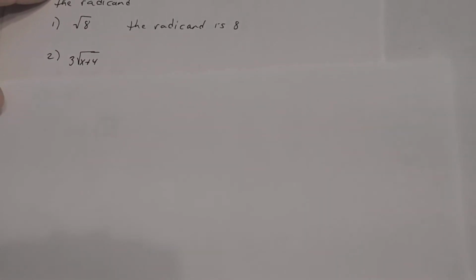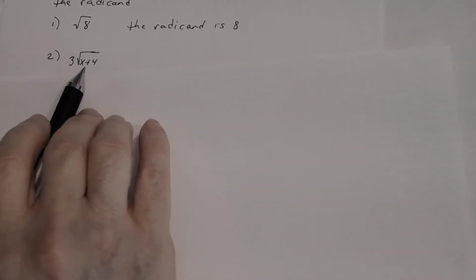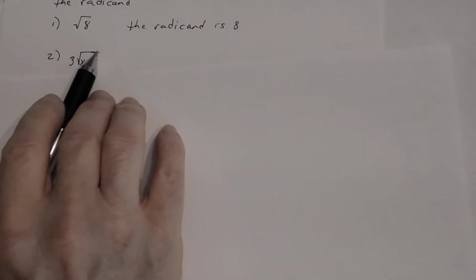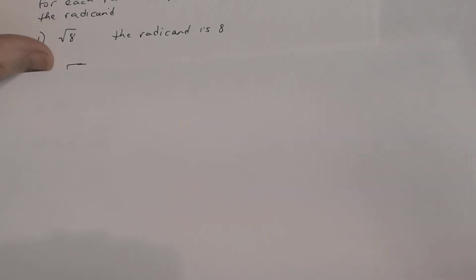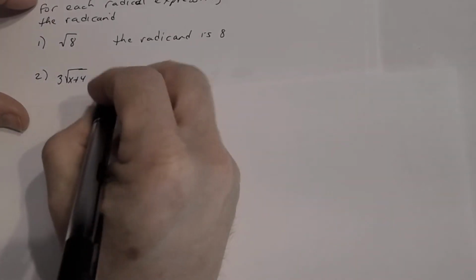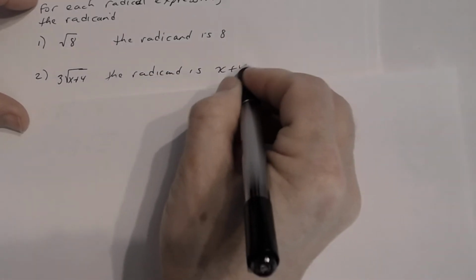Number 2, we have this. I have 3 times the square root of x plus 4. Remember, the radicand is the expression that's under the radical symbol. So what is under the square root symbol in this case? x plus 4. So the radicand is x plus 4. The idea of knowing what the radicand looks like will help you as we go through these lessons.